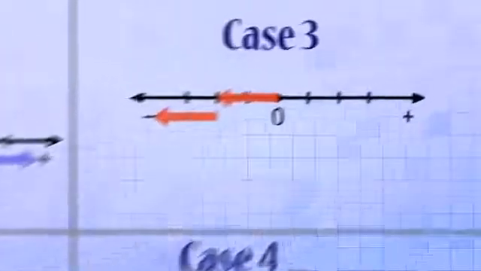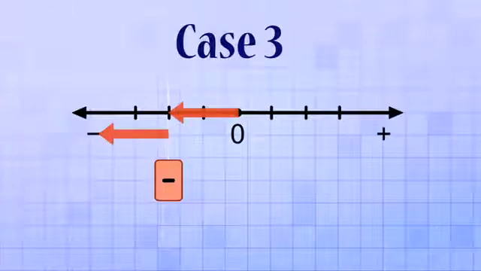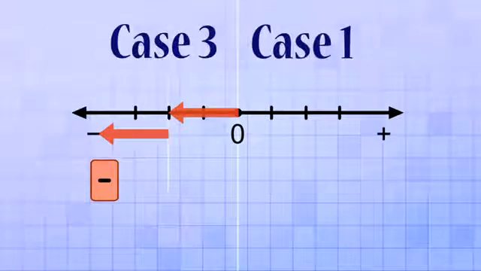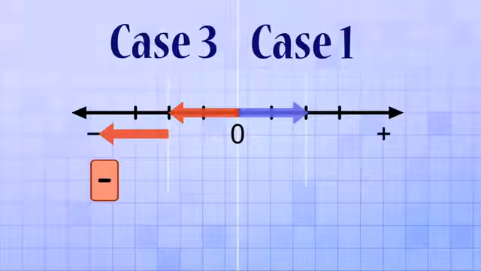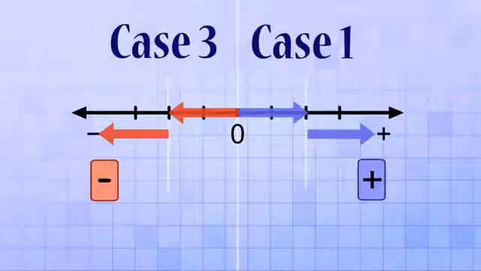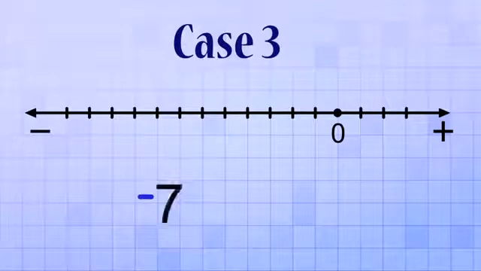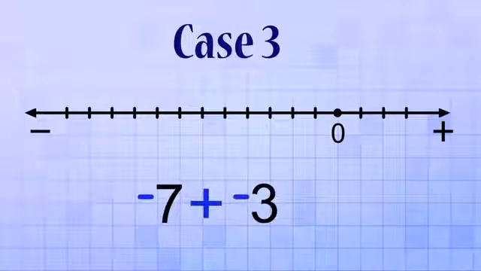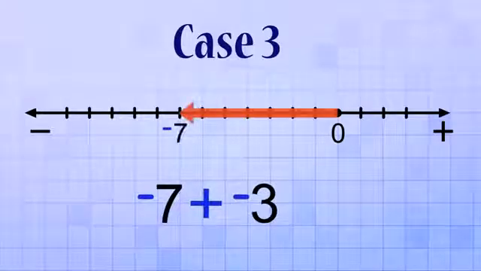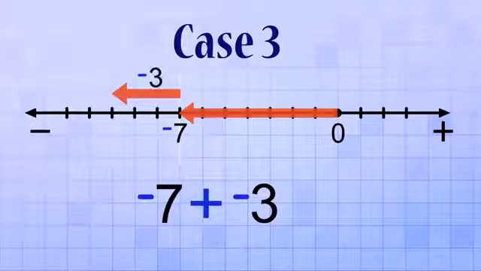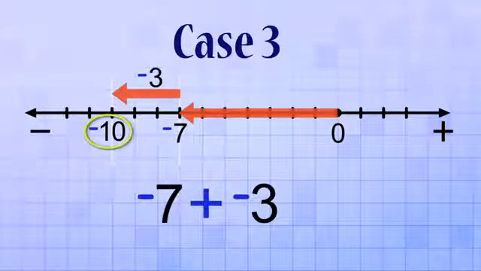In case 3, you start with a negative number and you make it more negative. That's really just the opposite of case 1, where we started on the positive side of the number line and made it more positive. For example, let's say that you're given the problem negative 7 plus negative 3. That means that you start with negative 7, and then you make it even more negative by adding negative 3, which gives you negative 10 as the answer.